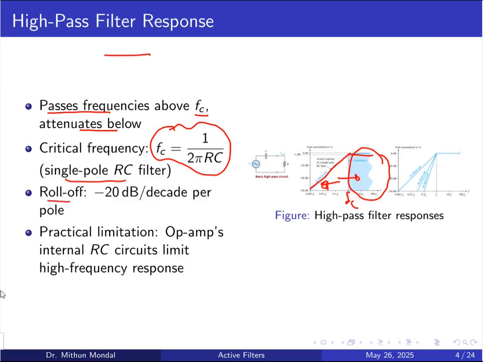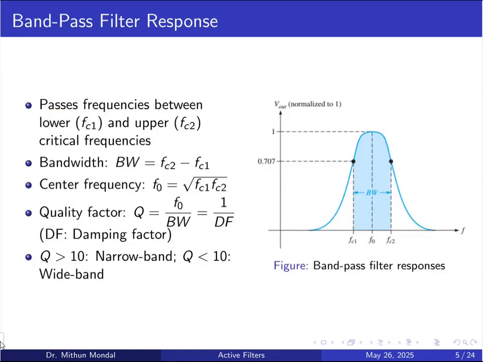Again, the roll off will be minus 20 decibel per decade per pole. So here you have the minus 20 decibel per decade. And if you have multiple poles, then this will be multiplied by a factor, minus 40, minus 60 and so on. The practical limitations of these filters are that the op-amp's internal RC circuit limits the high frequency response. Basically we have an RC network, so the values of these internal RC components will limit the high frequency response, meaning up to what frequency we can go in the pass band.